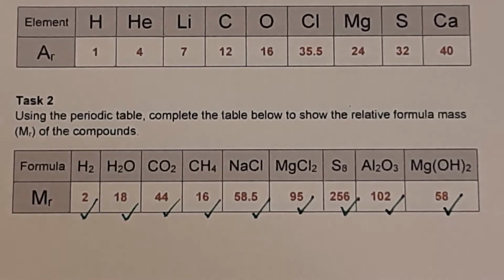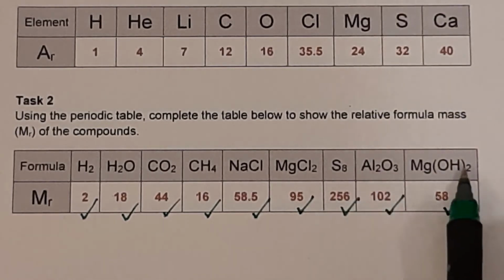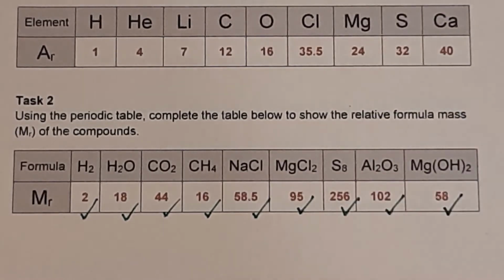So, well done if you got all those right. If you didn't, have a look back and see if you can figure out where you went wrong. Is it just an error with your maths, with the adding up? Or is it an error where you haven't accounted for some of the smaller numbers, or you've not dealt with the brackets correctly? If you have any questions, please do email your teacher, because these are not the easiest concepts.